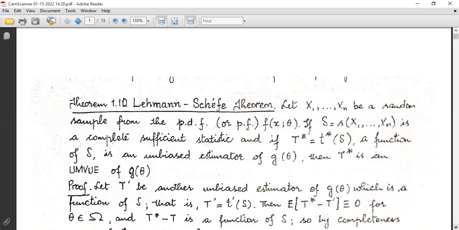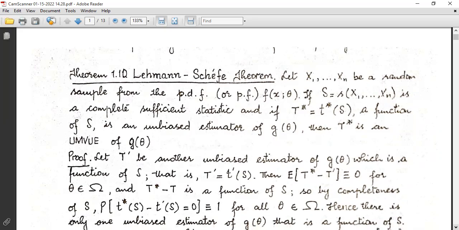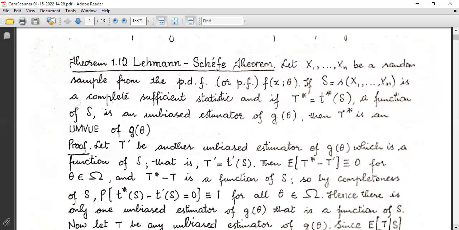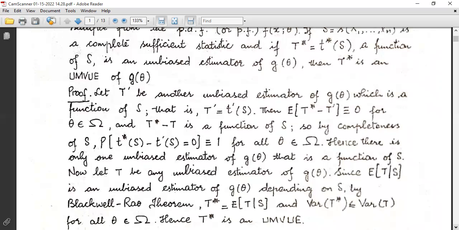So your statement is that: let the random variables X1 up to Xn be a random sample from the PDF or PMF f(x; theta). If S = S(X1, ..., Xn) is a complete sufficient statistic, and if T* = T*(S), a function of S, is an unbiased estimator of g(theta), then T* is a minimum variance unbiased estimator of g(theta).